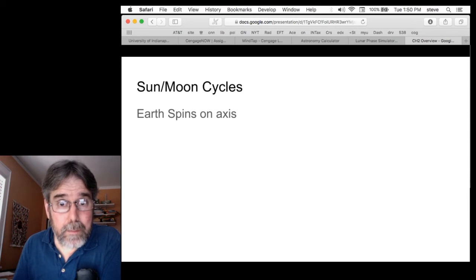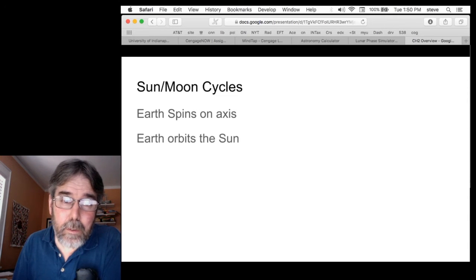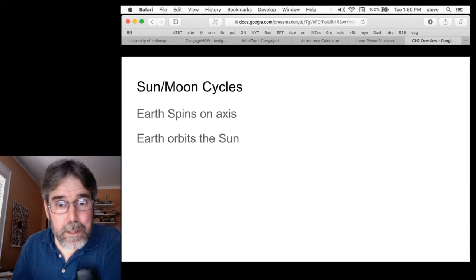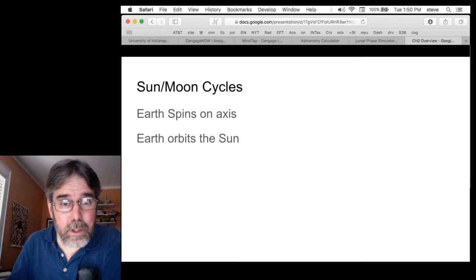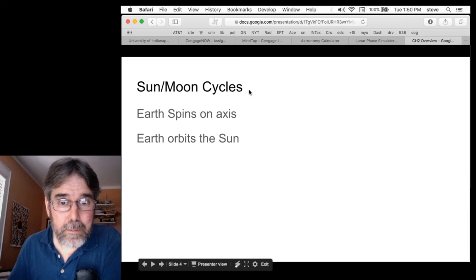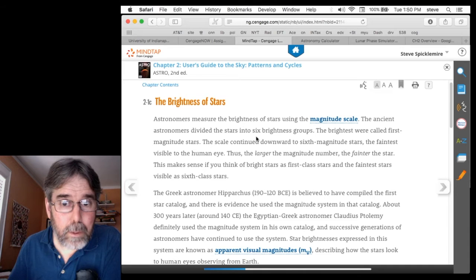The last thing I want to talk about in the little overview is the notion of sun and moon cycles. The reason the stars appear to rise in the east and set in the west is because the Earth is spinning on its axis. But not only that, the Earth also orbits the sun, so the location of the sun relative to the background stars depends on the time of year. One time of year the sun is in one constellation, and a different time of year it's in a different constellation.